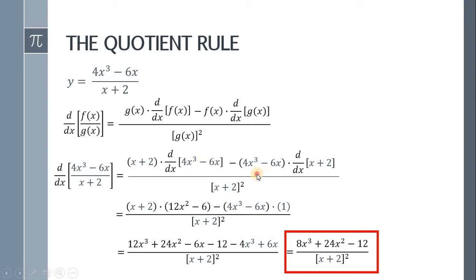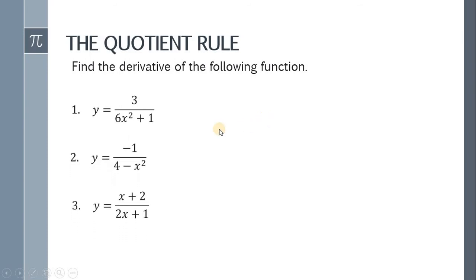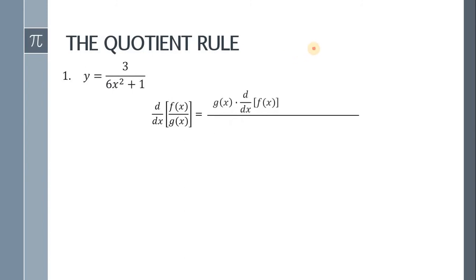Now, let's have some example. Find the derivative of the following function. So, meron tayo ditong tatlong example. Now, simulan natin sa question number 1. Here's the solution. Una, i-recall muna natin yung quotient rule. So, we have low d high minus high d low, square the bottom, and there you go.